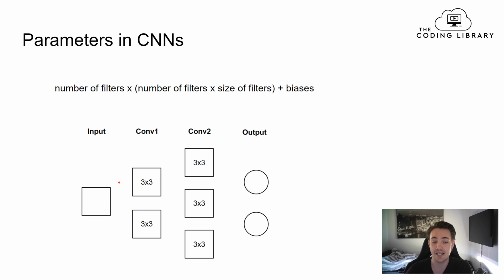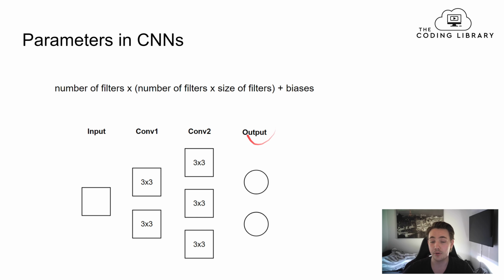So again, we just have 18, and then we also add the biases, which is just the number of filters that we have, as with biases in our neural network. So we will just add that to this number that we calculated, and then we can do the same thing for the second hidden layer.